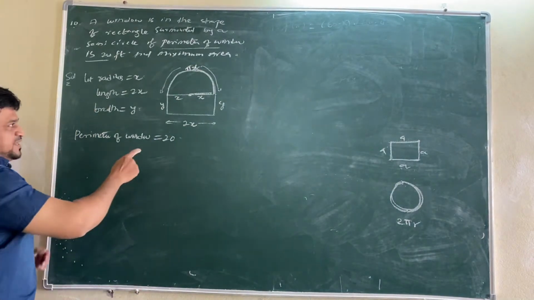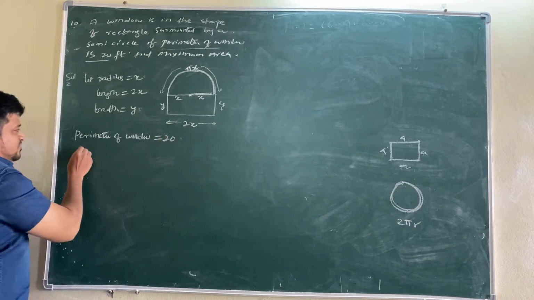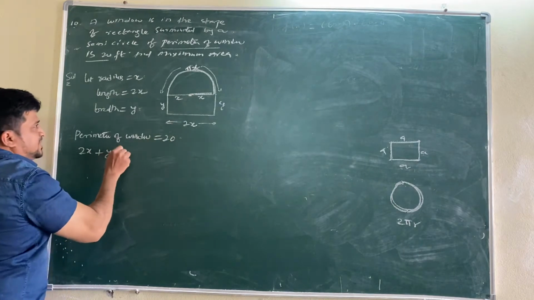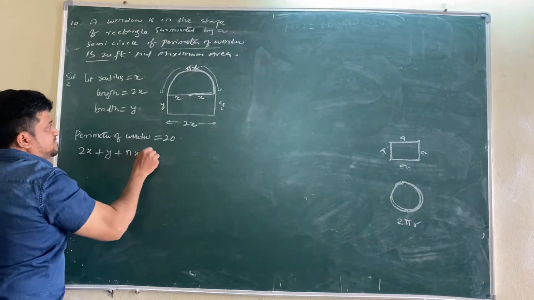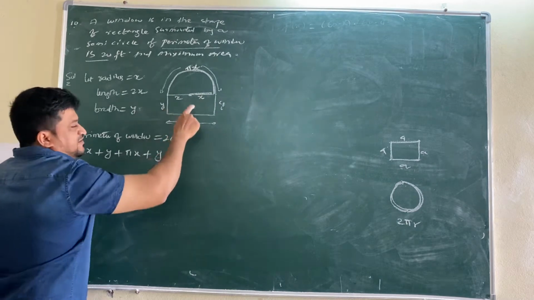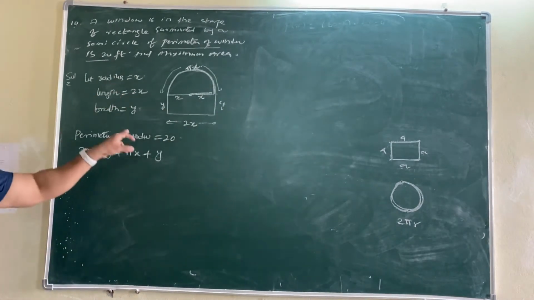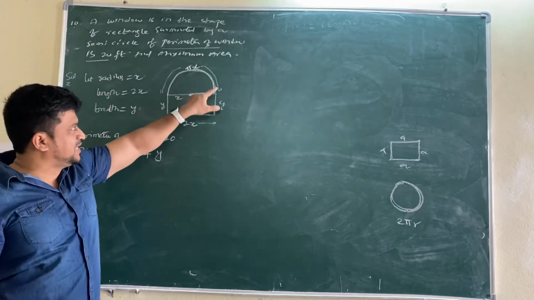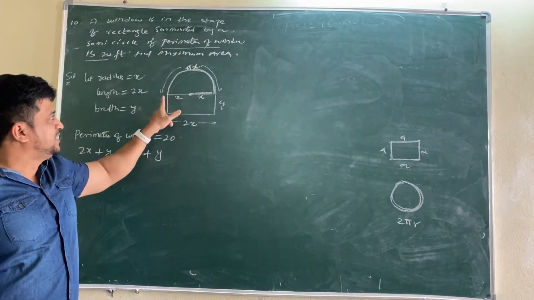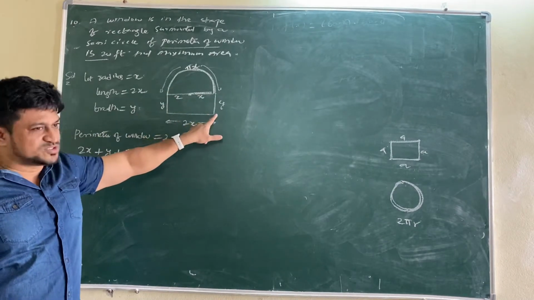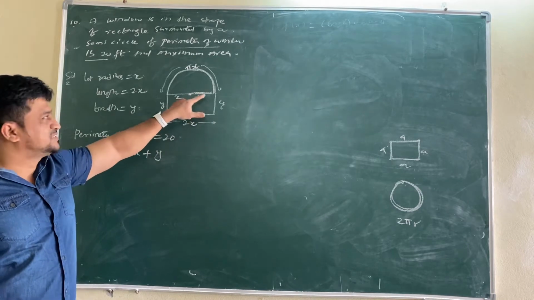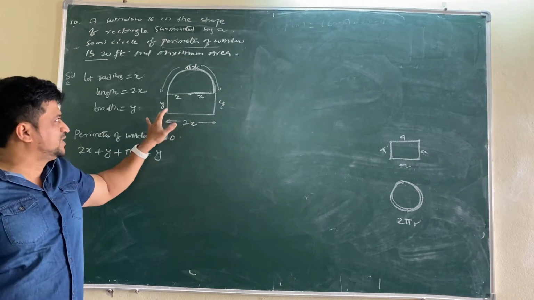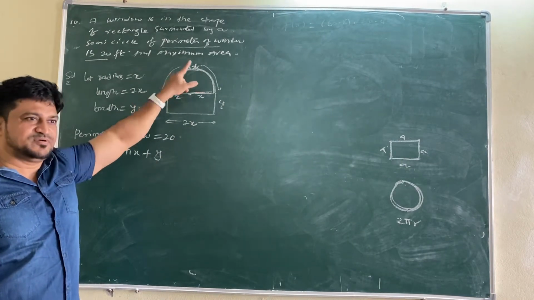Now I am writing the perimeter. Perimeter means the ends, the outer walls we can say: 2x plus y plus pi x plus y. We will not take this inside value. Why? Perimeter means the outer thing. So how to find the perimeter of the window? First, this round curve is pi x. Then this is y, and this is also y. This is 2x; inside it is x and x, but inside we will not consider for perimeter. Perimeter means the outer line. How many sides are there? 1, 2, 3 sides of the rectangle and one curve of the semicircle.